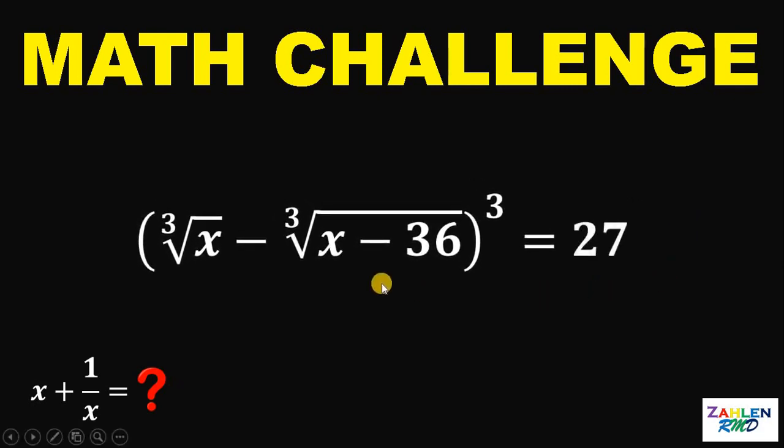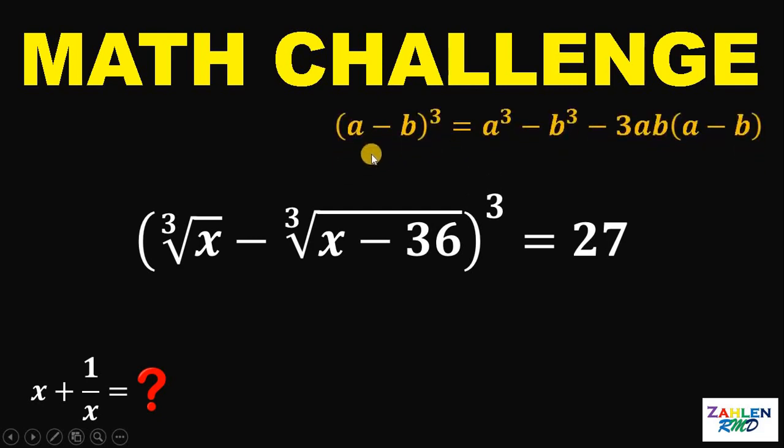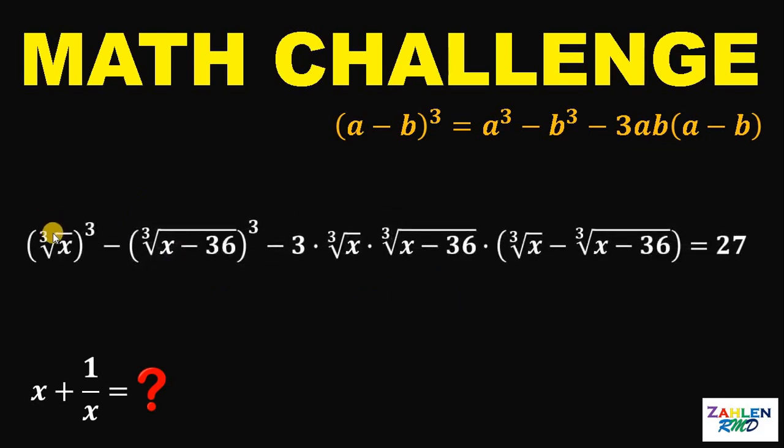But on the left-hand side, we will use some identities. If we have a minus b raised to 3, it is equivalent to a cube minus b cube minus 3 times ab times a minus b. Now, on our given equation, a must be cube root of x, and this b must be cube root of x minus 36. So, if we expand the left-hand side, this is equivalent to cube root of x raised to 3 minus cube root of x minus 36 raised to 3 minus 3 times cube root of x times cube root of x minus 36 times cube root of x minus cube root of x minus 36.